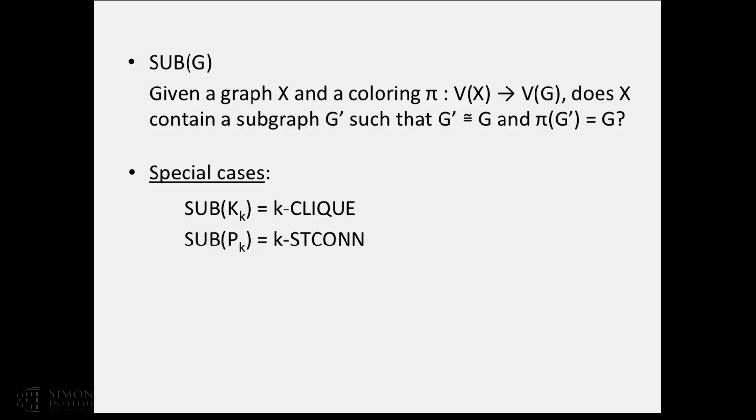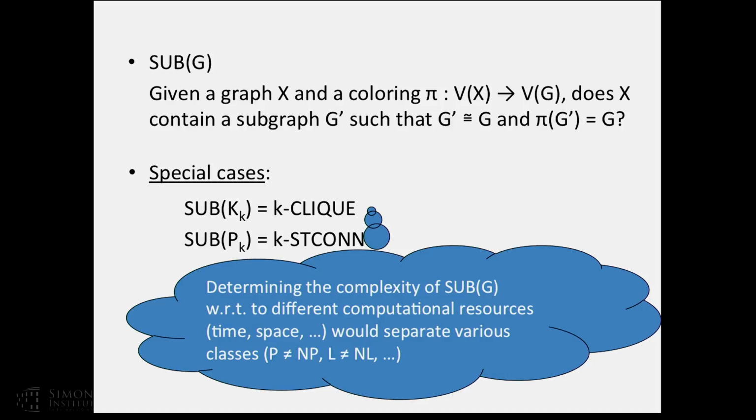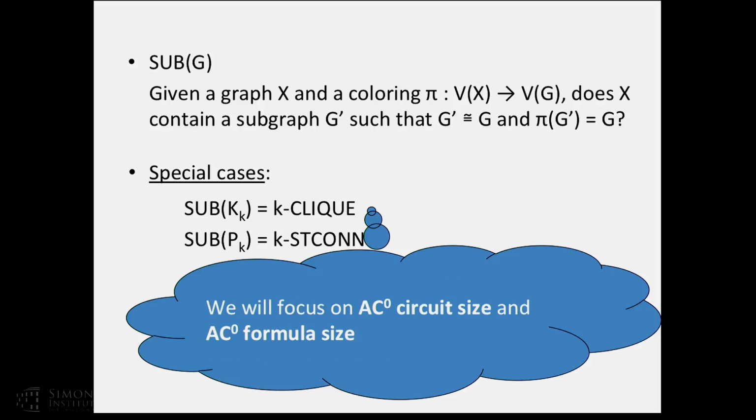And this is a very important family of problems. It includes, as special cases, the k-clique problem for fixed clique size k. And if your graph G is just a path of length k, then this problem is equivalent to the distance k s-t connectivity problem. Okay? So as we can see just by these special cases, determining the complexity of this family of problems with respect to different computational resources such as time and space would separate complexity classes P from NP, L from NL. So this is a very important and natural family of problems.